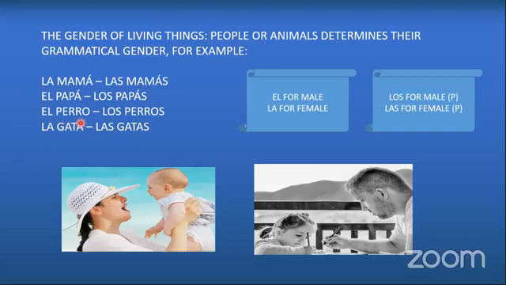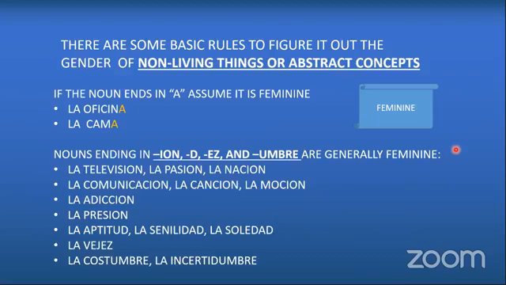That means the gender of the living thing is going to determine the grammatical gender, and hence we are going to know which type of article we are going to use. So far we have learned that el is for male, la for female, los for male but in plural, and las for female in plural. Let's see the next one.